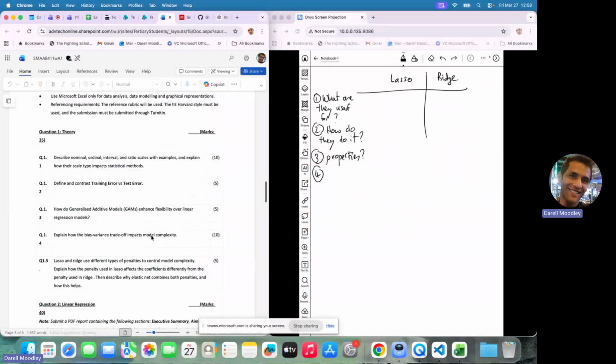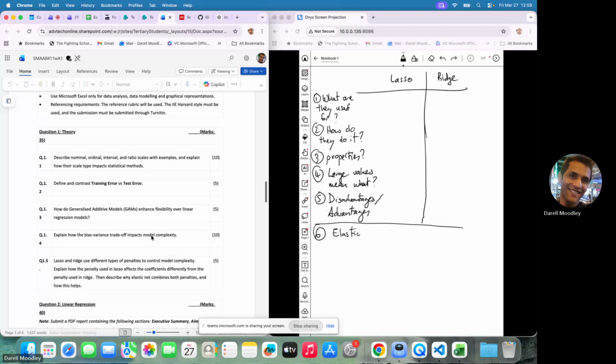And like before, when you were talking about the bias and variance, here, what do the large values mean? Are they shortfalls, disadvantages and advantages? And then lastly, for elastic net, these points will pertain to this table, and then the last point, talk about elastic net. How does it combine these two? Give a brief overview of elastic net.